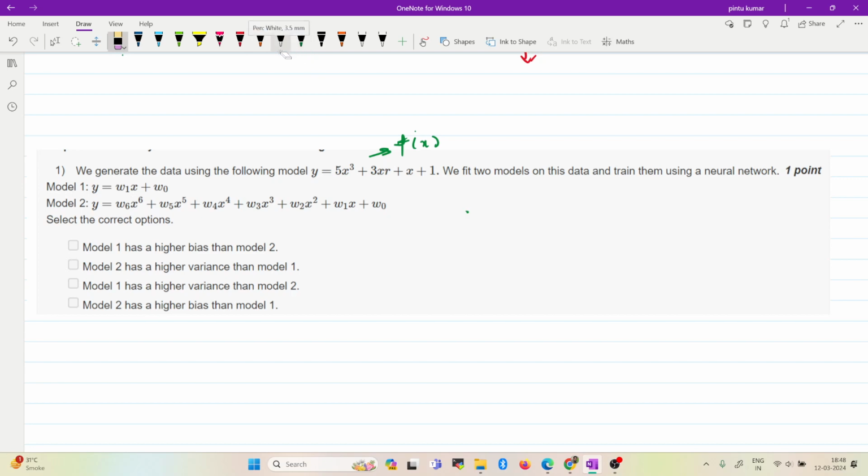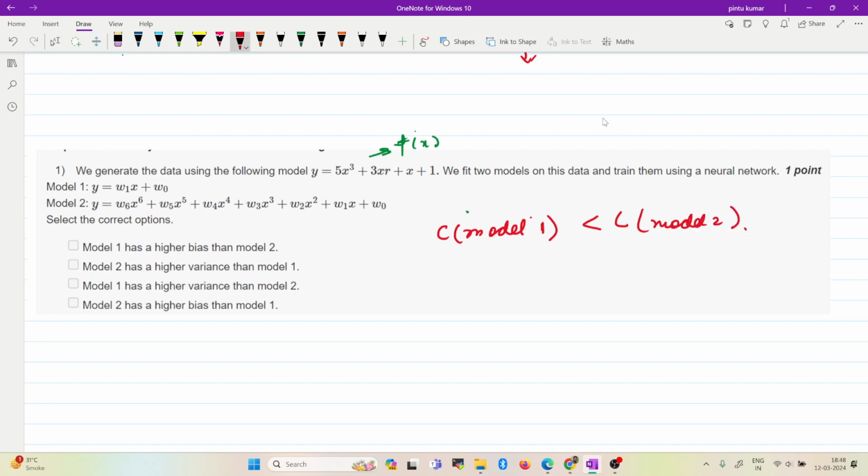Okay, somebody said 1 and 2. Let's see what other answers come. Okay, another person also thinks 1 and 2. Okay, so one thing we can say is that the complexity of model 1 is less than the complexity of model 2, right?